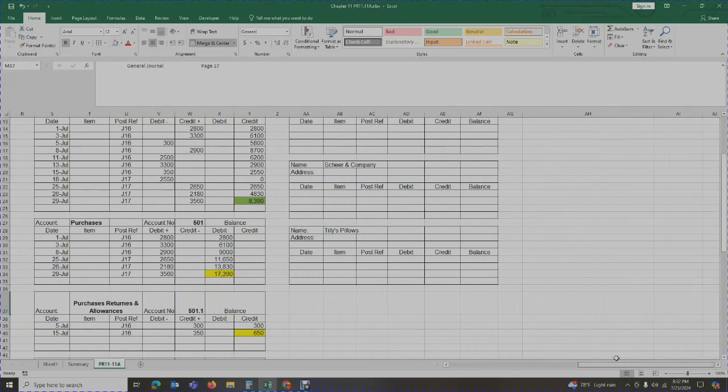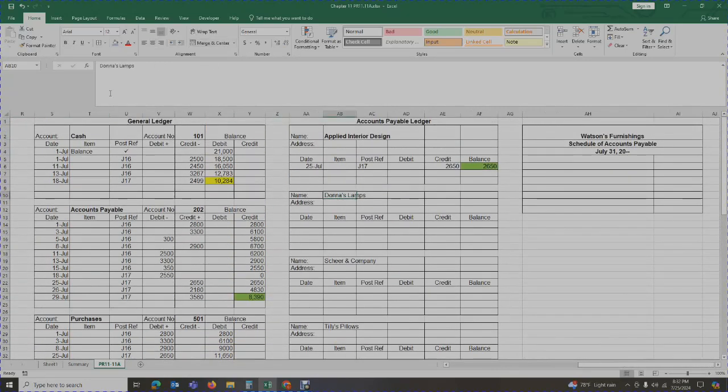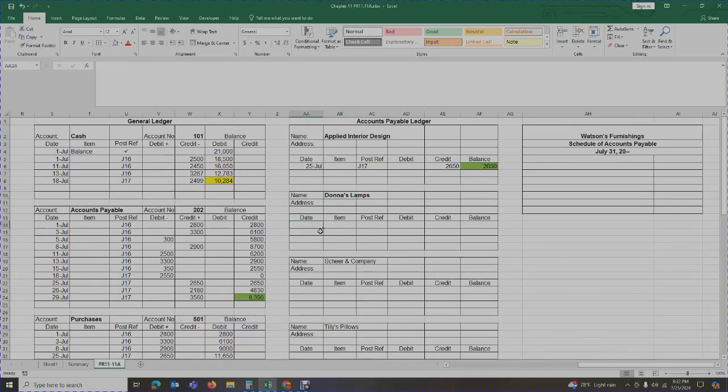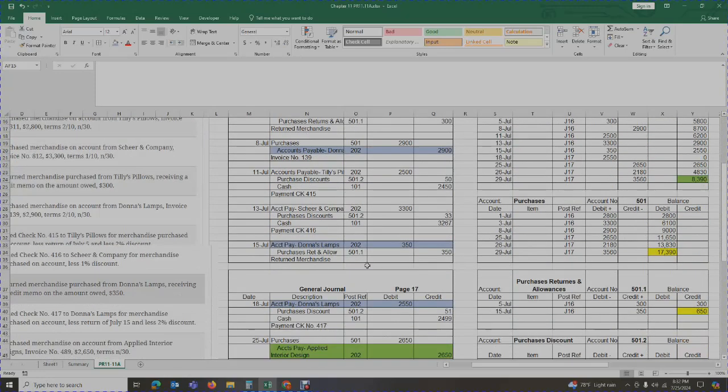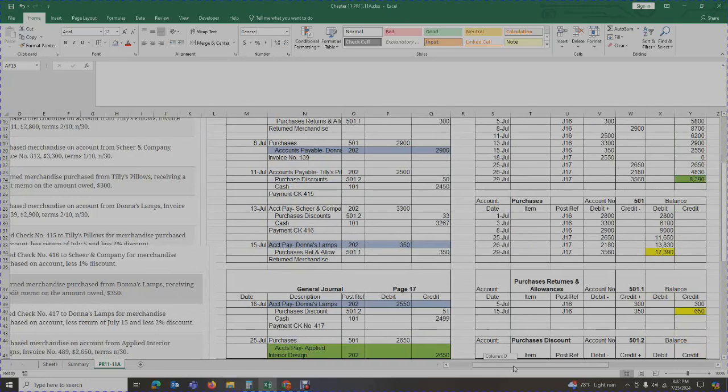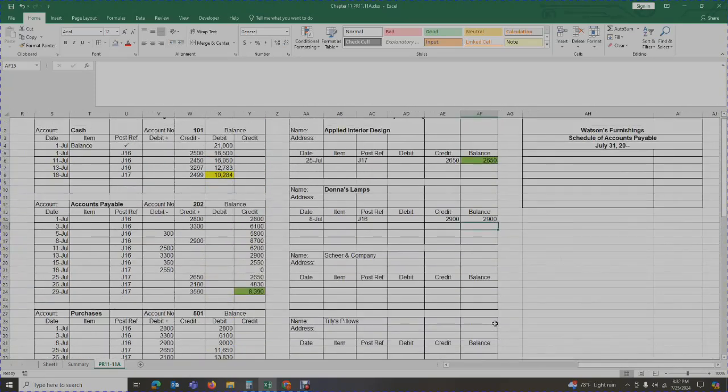So let's transfer that over to Donna's Lamps. The first one is dated July the 8th. We have it on Journal 16 and we have a credit of $2,900. So my balance is $2,900 credit. Where did I get that from? From here, $2,900. Now I'm going to move on to the next one. On the 15th, I've got a debit of $350. Let's remember that information.